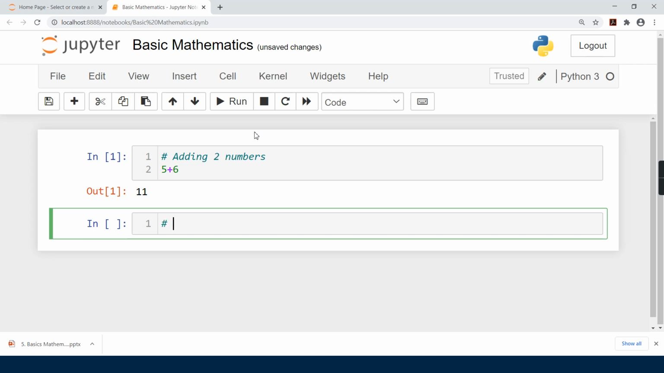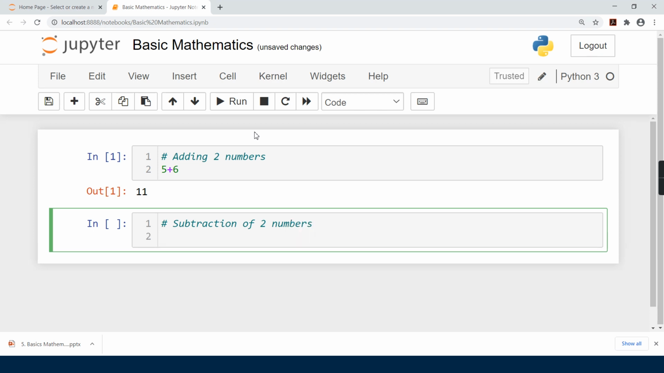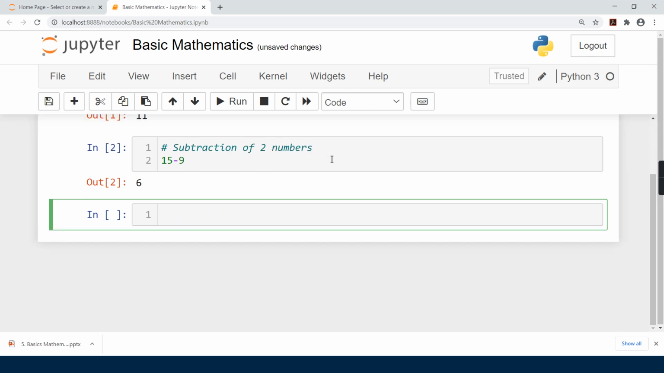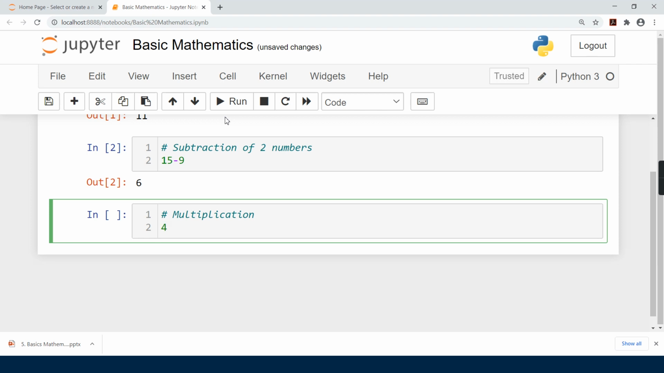Similarly, next, let's look at subtraction. Here let's subtract 9 from, let's say, 15. So 15 minus 9, we get our answer as 6. Next we'll look at multiplication. In multiplication, let's say we want to multiply these two numbers, say 4 and 5.